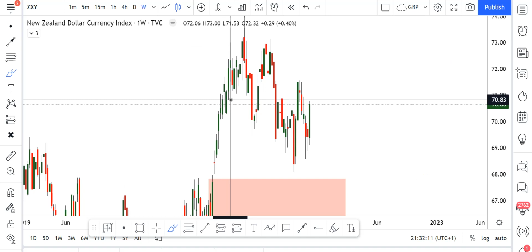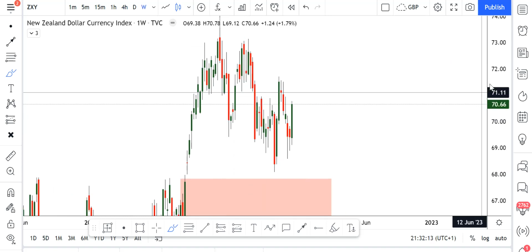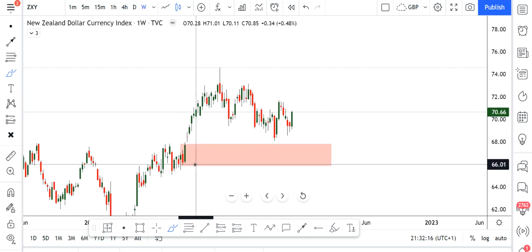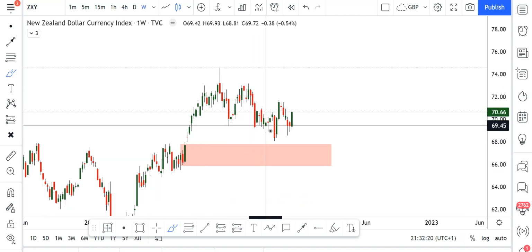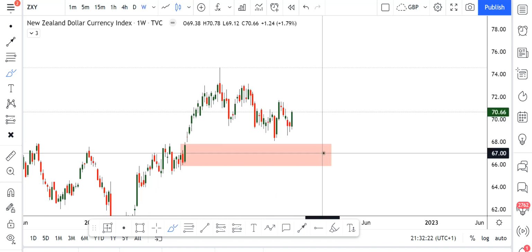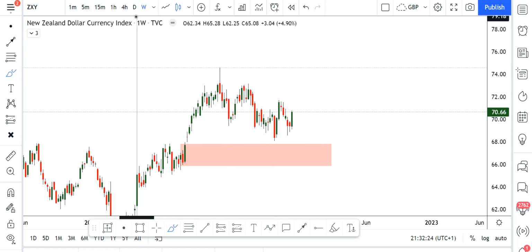Now, let us look at the New Zealand dollar. What can we see about the New Zealand dollar? The weekly demand zone is at this region, and we will notice that price is gradually falling to come to this demand zone on the weekly.